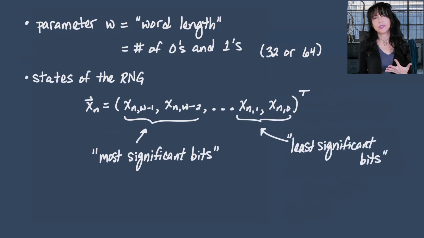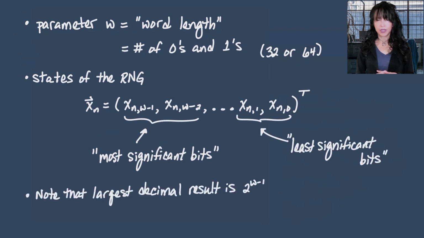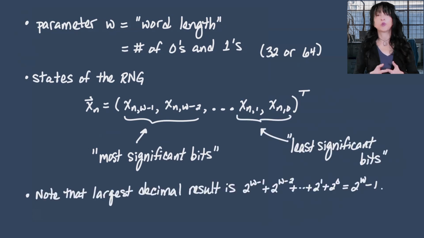Note that we don't actually want binary numbers, right? We want realizations of continuous uniform random variables between 0 and 1. So the largest possible number you can get out of this, if you have a word length of w, is to have all ones in this binary number. That would correspond to the decimal number 1 times 2^(w-1) plus 1 times 2^(w-2), etc., down through 1 times 2^0. This is a finite geometric sum, and if you care, take a moment and think about that. This is going to add up to 2^w minus 1.